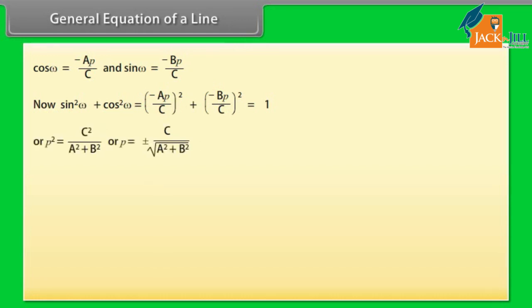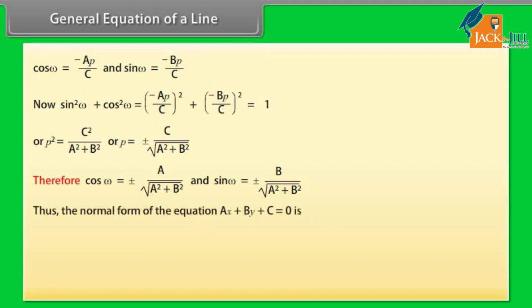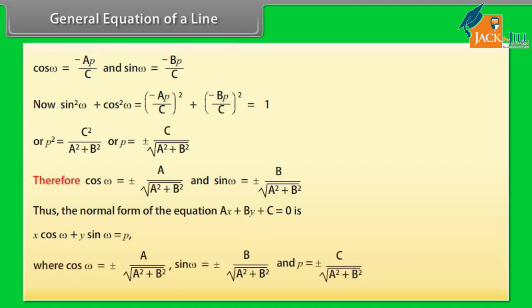Or p² = c²/(a² + b²), or p = ±c/√(a² + b²). Therefore, cos omega = ±a/√(a² + b²), and sin omega = ±b/√(a² + b²). Thus, the normal form of the equation ax + by + c = 0 is x cos omega + y sin omega = p, where cos omega = ±a/√(a² + b²), sin omega = ±b/√(a² + b²), and p = ±c/√(a² + b²).